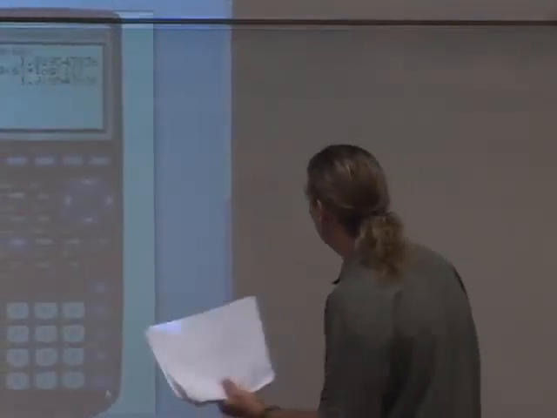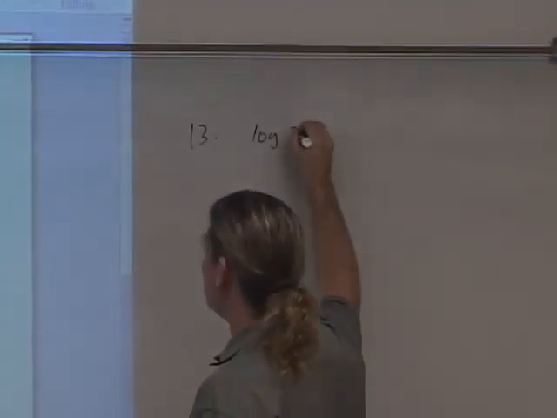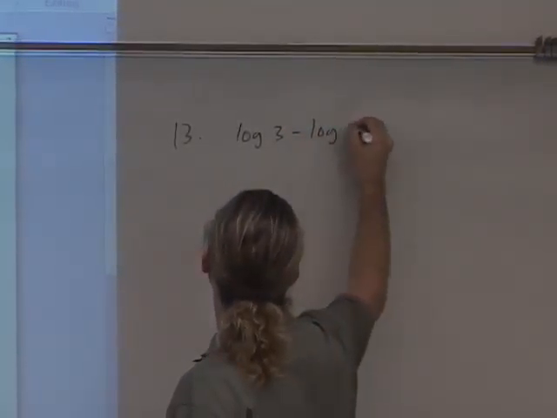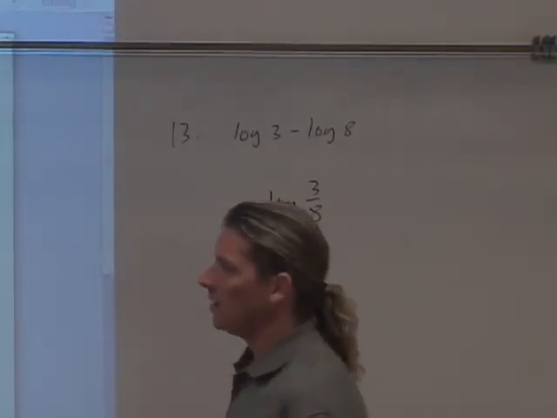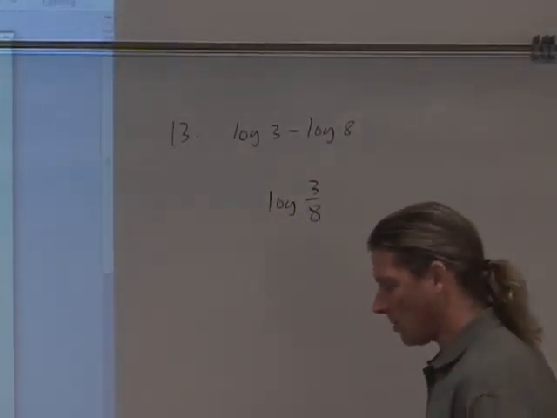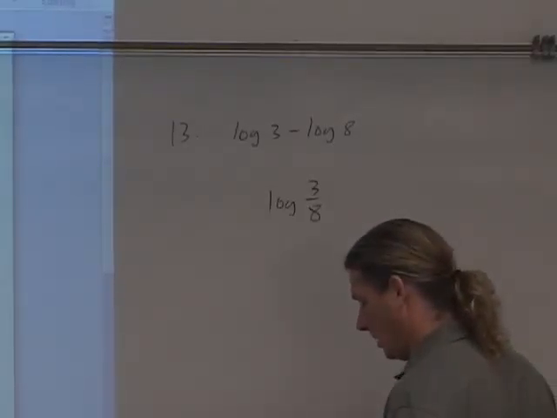Number 13, log of 3 minus log of 8 will become log of 3 divided by 8, just because it works backwards and forwards on the property. Let's see if we can do one with a little more meat on it here.